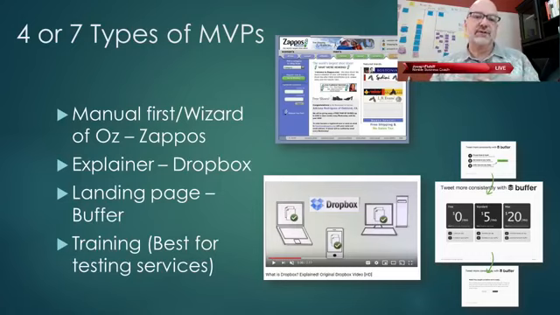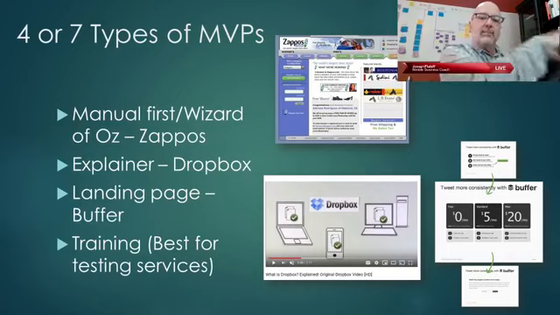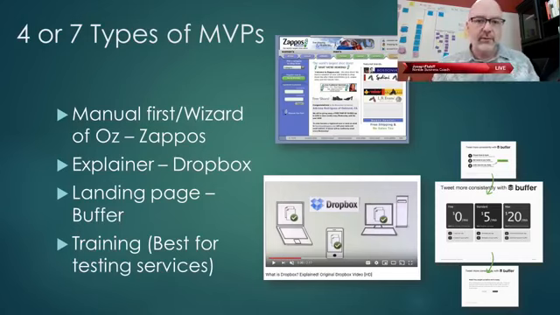Zappos built the Wizard of Oz version. So Zappos, when they first started, I told this story on a different Facebook Live. When they started, they literally took pictures of shoes at the store downtown and posted them on their own website. Here's a picture of the Zappos website, and they literally posted pictures of the shoes from the store downtown. And when people would buy the shoes, they would manually walk down to the store downtown, buy the shoes, take them back to the post office, and mail them. Not scalable. It's a throwaway model, but the idea was to prove that the demand was there, right? When should you do it? To prove demand, right?